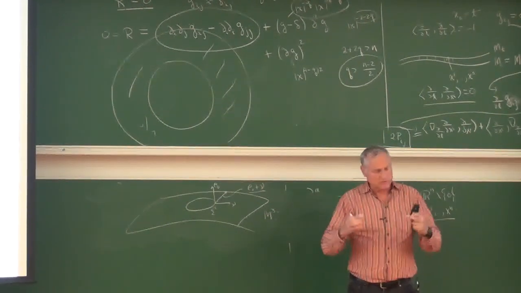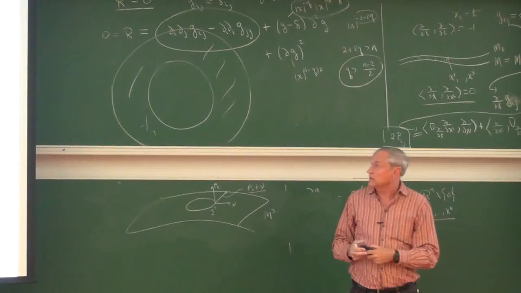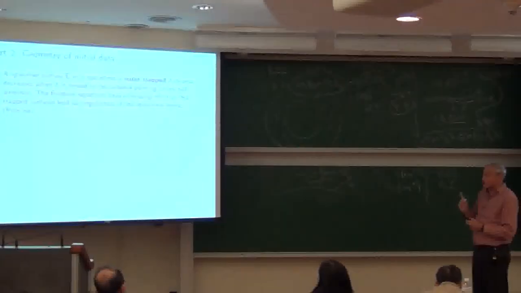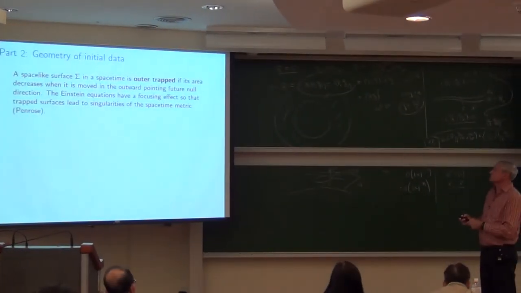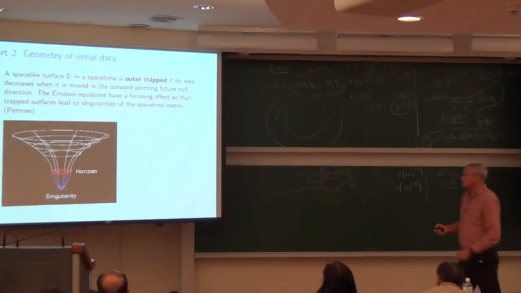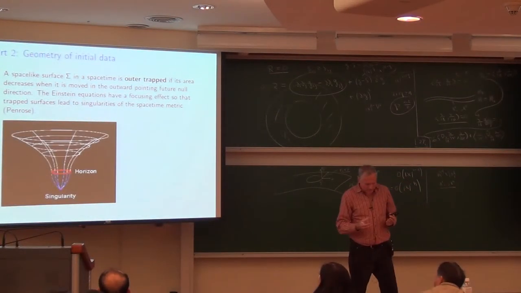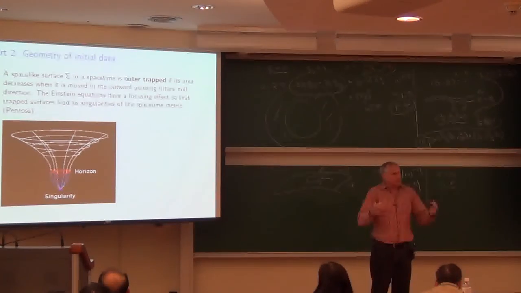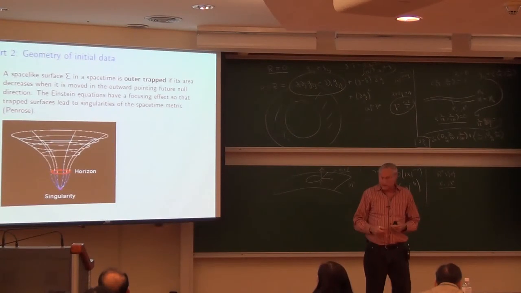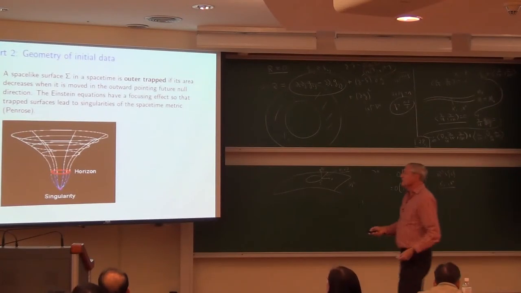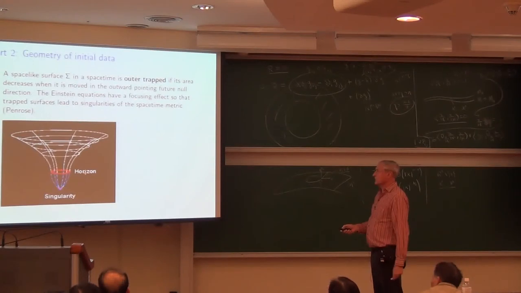Of course, it may increase in some places and decrease in others, but in case it happens that when you move the surface outward the area decreases at all points, then the surface is called outer trapped. So that's an outer trapped surface. The idea is that outer trapped surfaces are telling you that things are pinching off, like a neck pinch. I have a picture of it here. Outer trapped surfaces are related to horizons in relativity.